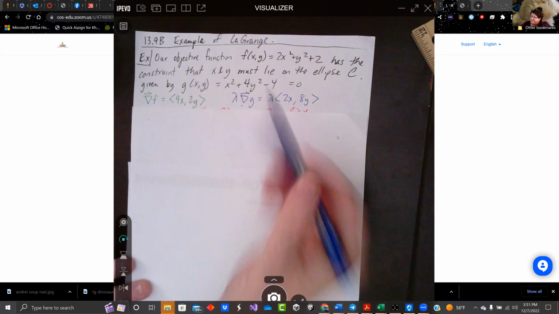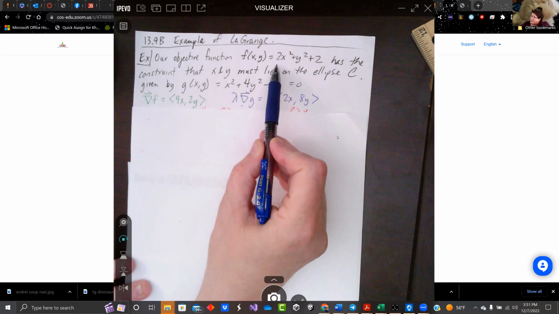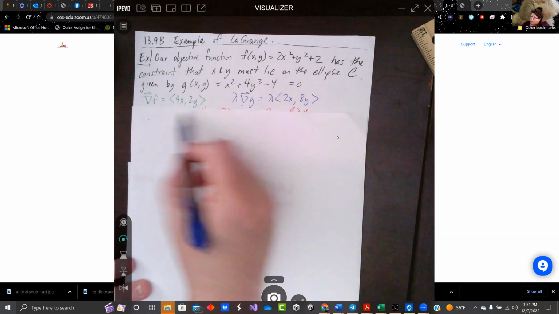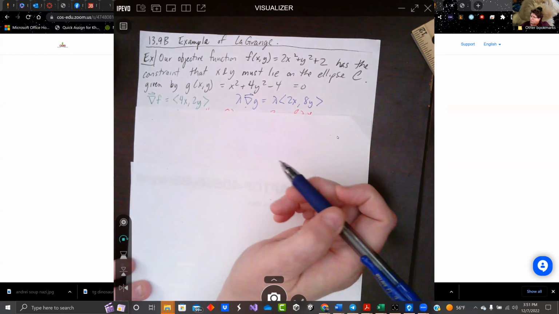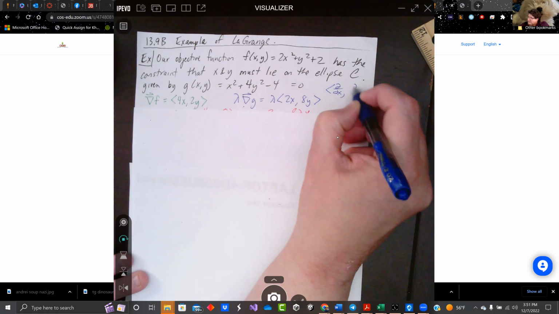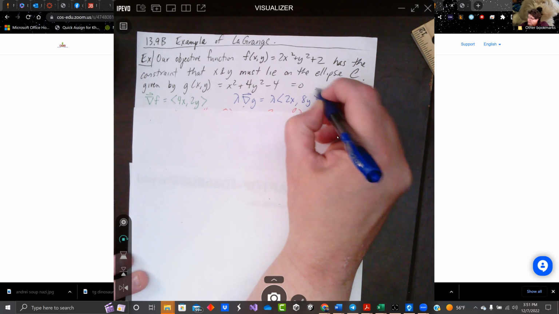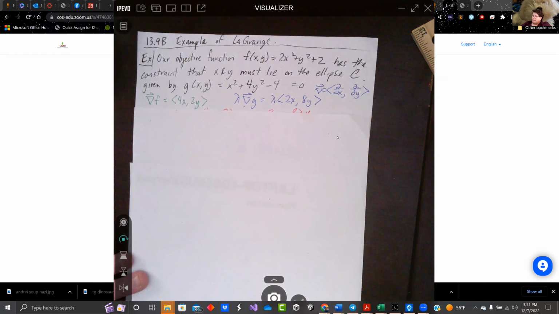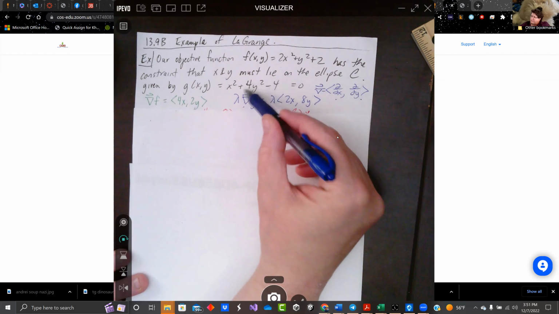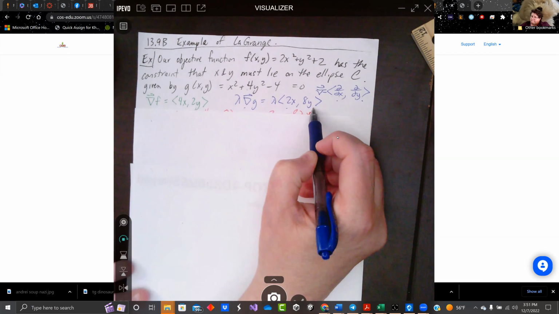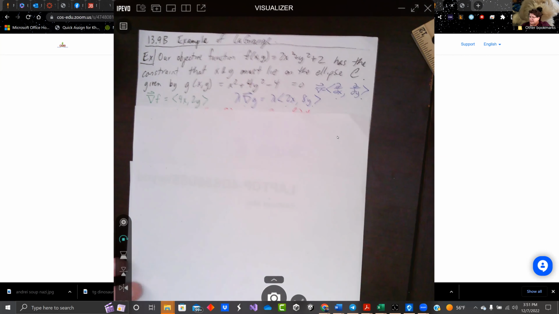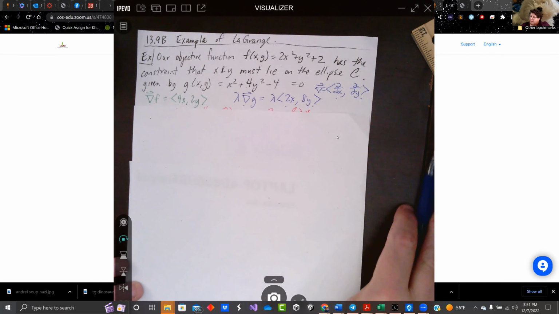The gradient of f, d/dx and then d/dy, gives us 4x and 2y. Remember, the gradient is this. So we're going to hit g with d/dx and d/dy, and we get 2x and 8y. And we want to set these equal to each other, component-wise.